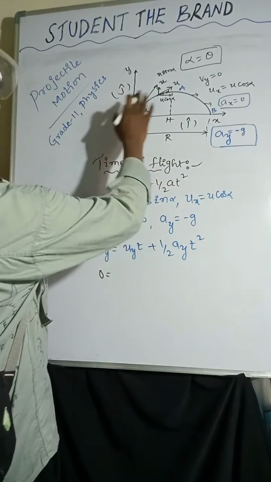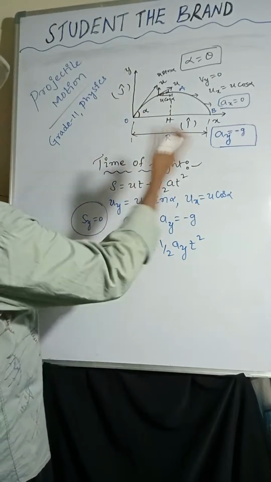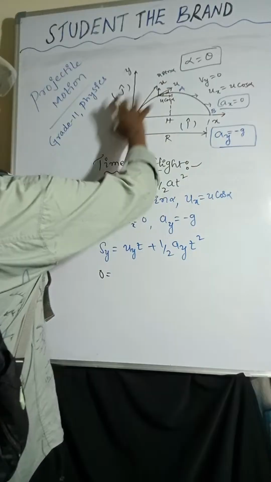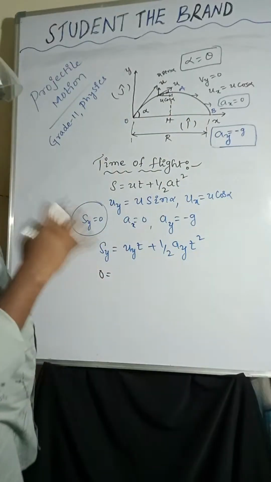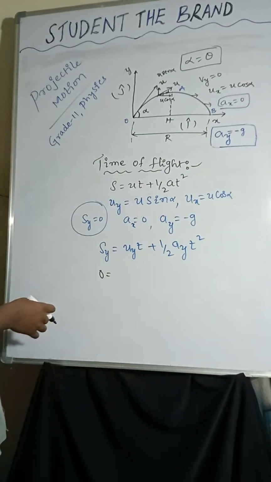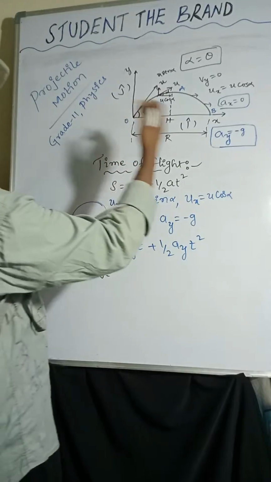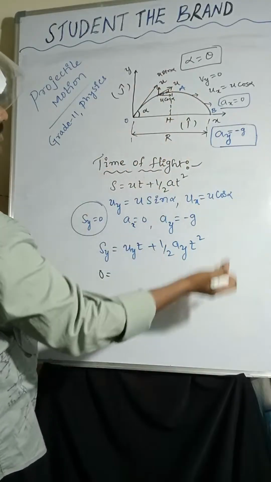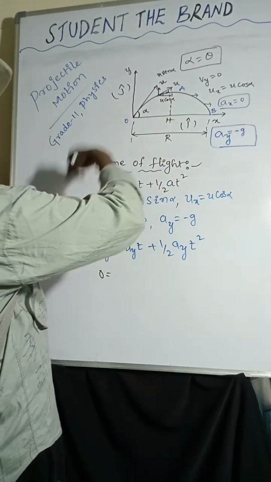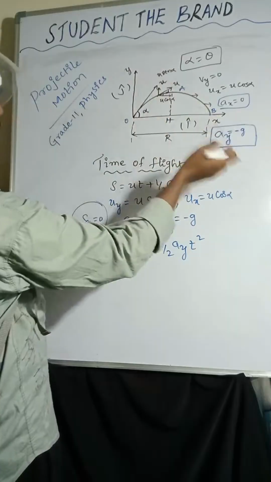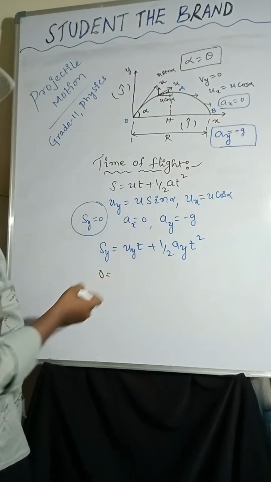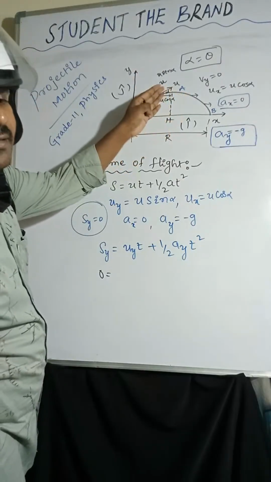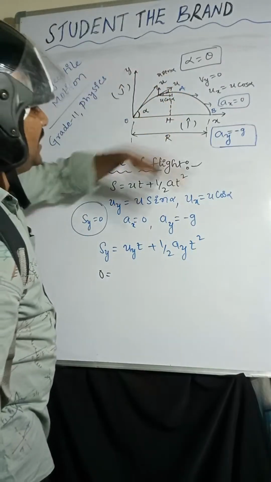So the time taken by the body to fly in air, from the start until here, how much time does it take to fly in air? That is called time of flight. Time taken by the body to reach the maximum height is called time of ascent, and time taken by the body to reach the ground from maximum height is called time of descent. So time of flight is nothing but time of ascent plus time of descent.